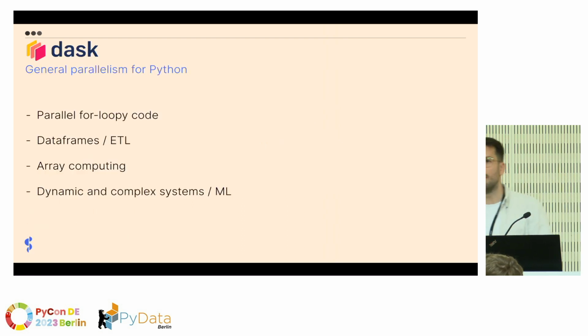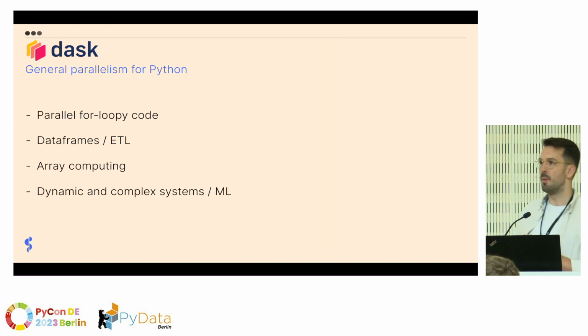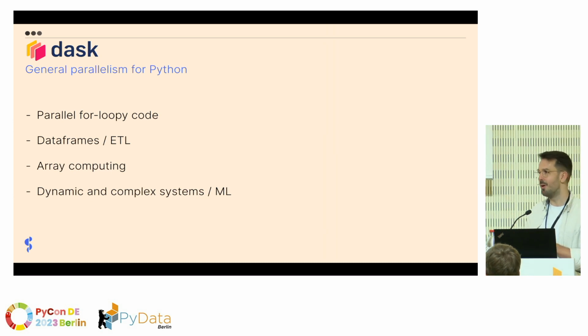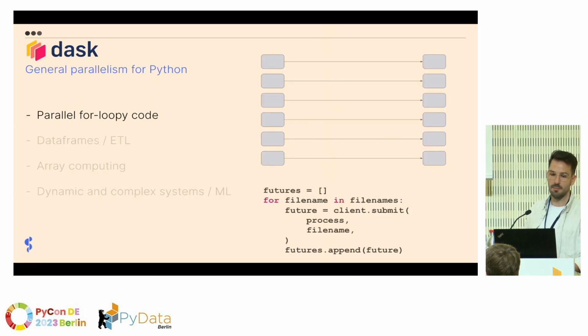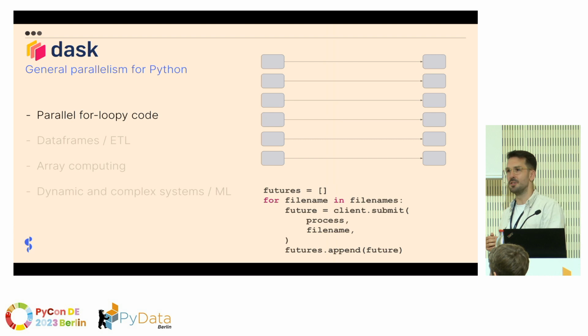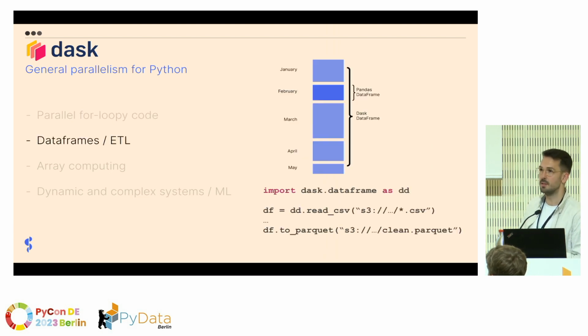Dask is a library for general purpose parallelism in Python, which means that it can help you parallelize pretty much all kinds of workloads that you want to run. As the easiest example, you can parallelize something like this, where you just have a bunch of files, want to iterate over those, and just process them embarrassingly parallel without any interactions. Dask can do that.